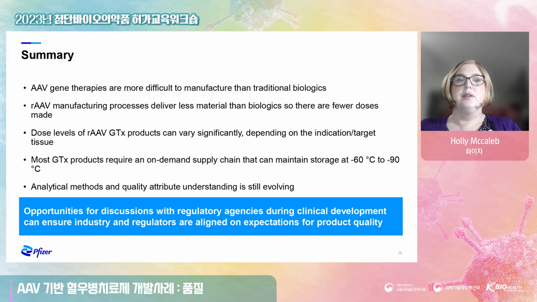In summary, I would like to reiterate that AAV gene therapies are more difficult to manufacture than traditional biologics. AAV manufacturing processes deliver less material than biologics, so fewer doses are made. These dose levels for gene therapies can vary significantly depending on the indication and the target tissue. Most gene therapy products require an on-demand supply chain that can maintain frozen storage, and analytical methods and quality attribute understanding is still evolving.